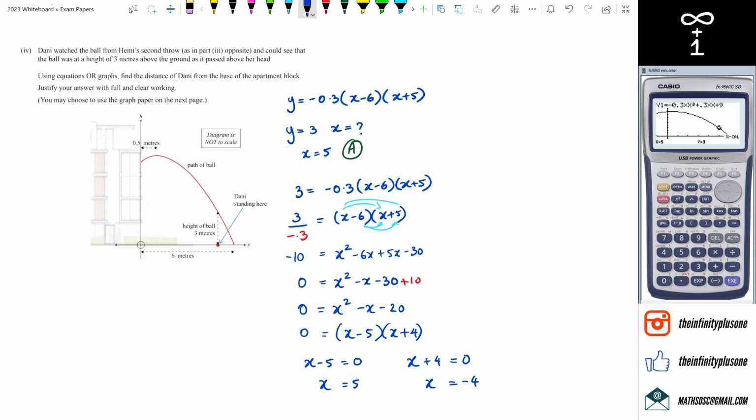Now, the reason you're getting a negative 4 is because remember, the parabola looks like this, and at some point the height there is going to be 3 as well, and that's where that negative 4 is coming from, and the 5 is actually coming from there. So we're going to write a little statement that Danny is 5 meters away from the apartment.